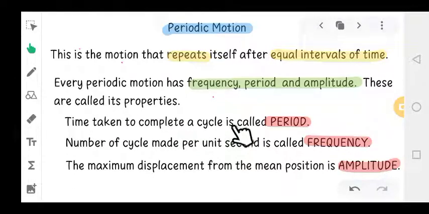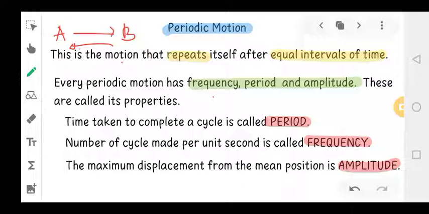The time taken to complete a cycle is called the period. If a body moves from point A to point B and then gets back to point A, where it started the motion, we call that a cycle, one oscillation. So the time taken to go to and fro, to go back and forth, is called the period.